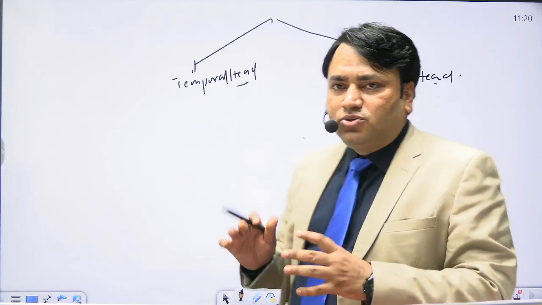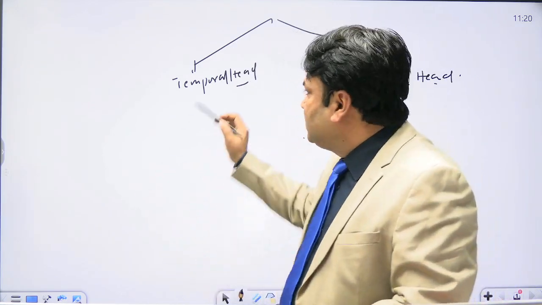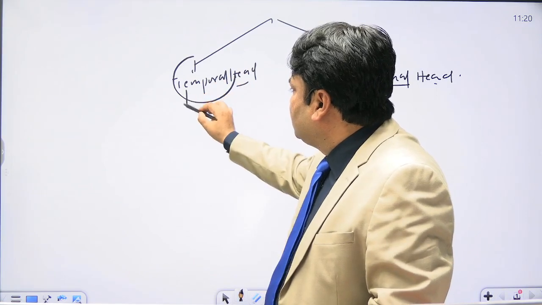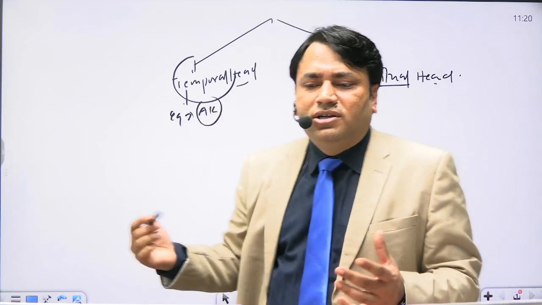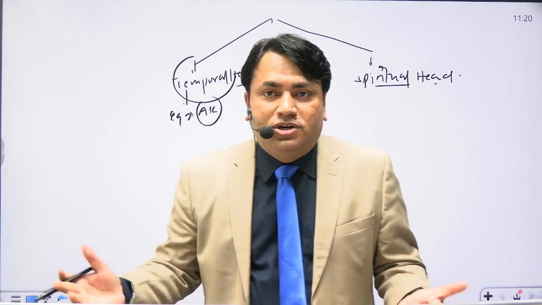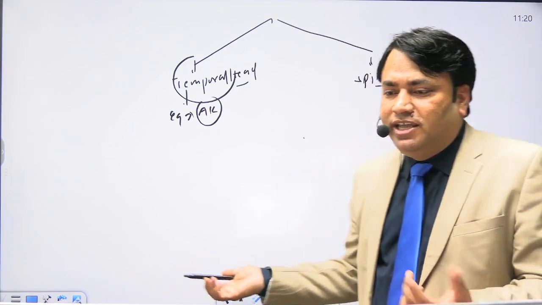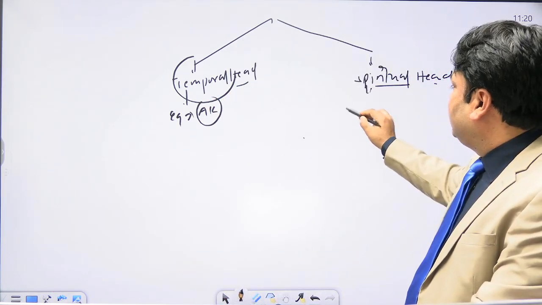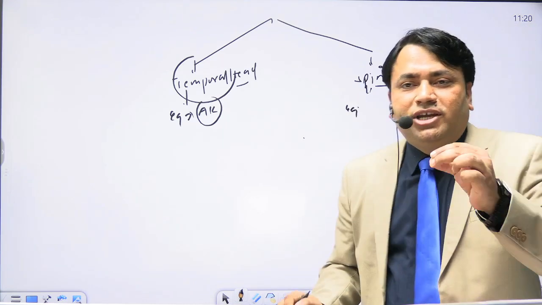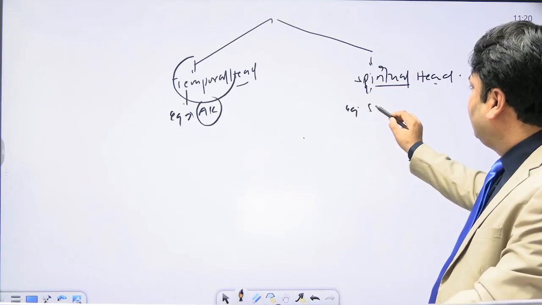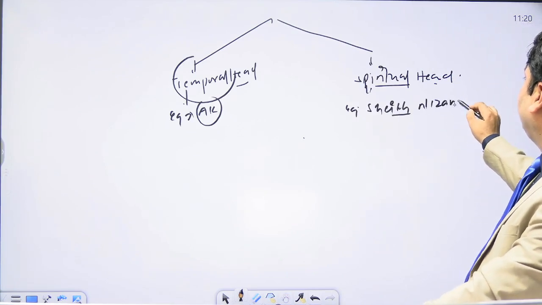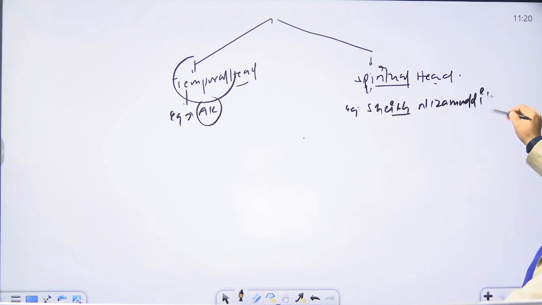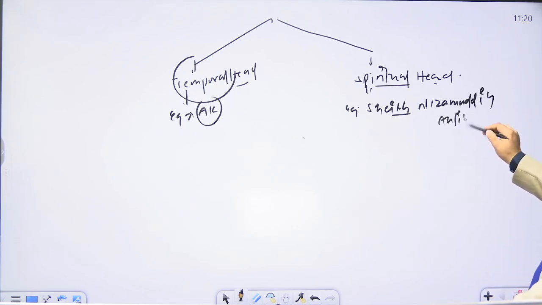Now, what I mean to say here is, who is the temporal head? The answer is Alauddin Khilji. Alauddin Khilji was the temporal head. Now, who is the spiritual head? We can easily give this answer: here we can take the example of Sheikh Nizamuddin Aulia. Why am I taking the example of Sheikh Nizamuddin Aulia?